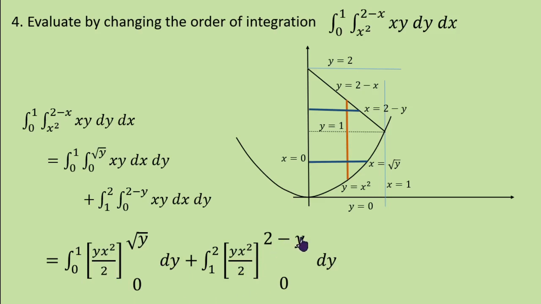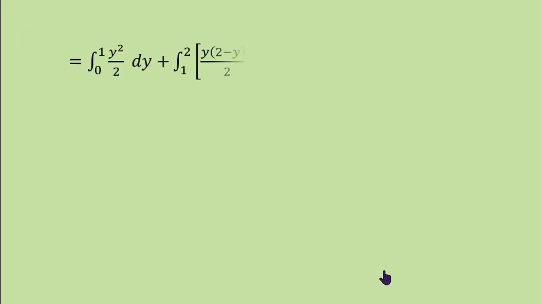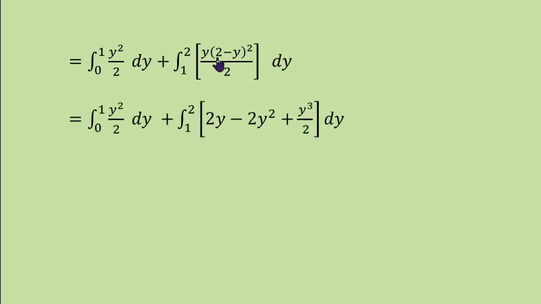Here the upper limit is 2 minus y. So 2 minus y whole square into y, lower limit is 0. Therefore, 2 minus y whole square is nothing but 4 minus 4y plus y square, into y, divided by 2. When you simplify this, it becomes: 2 square is 4, 4 by 2 is 2, 2 into y is 2y; minus 4y by 2 is minus 2y, into y is minus 2y square; and the last term is y square into y, which is y cube by 2. So the limit is from 1 to 2.